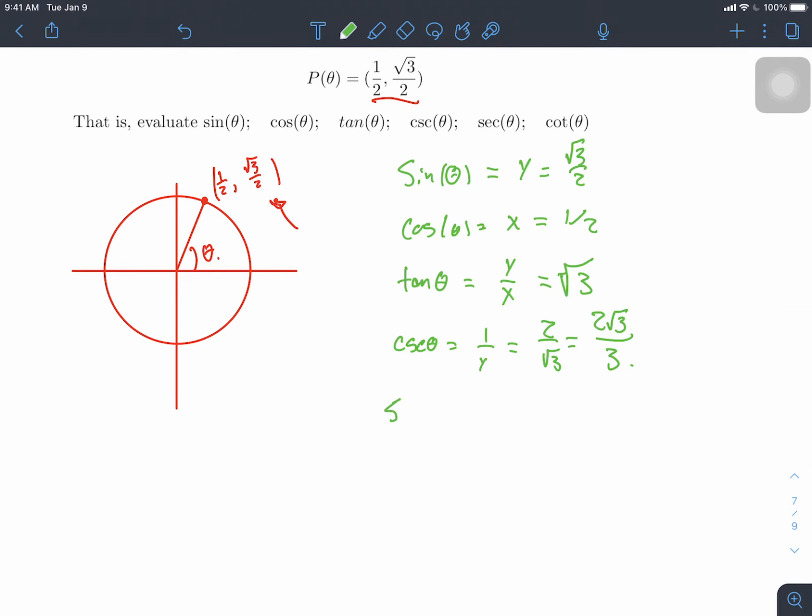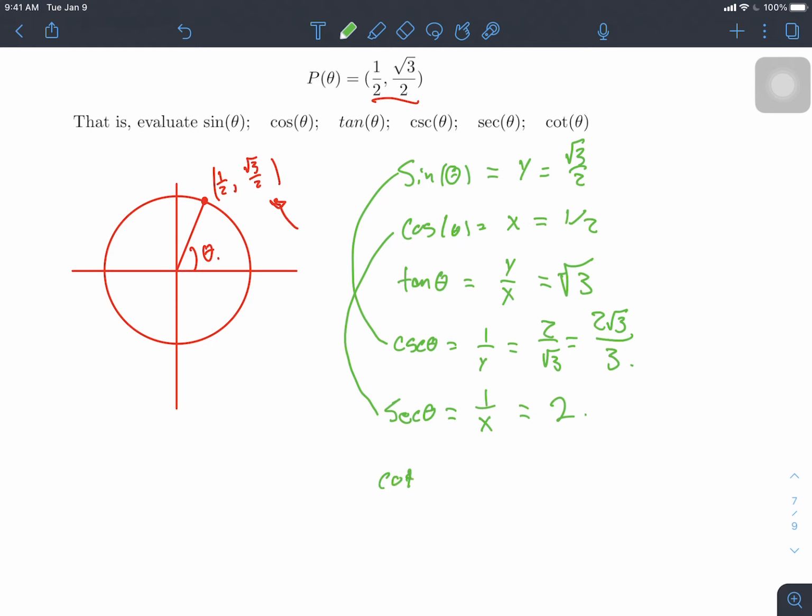And then secant theta, we defined this to be 1 divided by x. In other words, 1 over cosine. So cosecant is 1 divided by sine. Secant is 1 divided by cosine. And it's going to be the reciprocal of 1/2, so just 2.